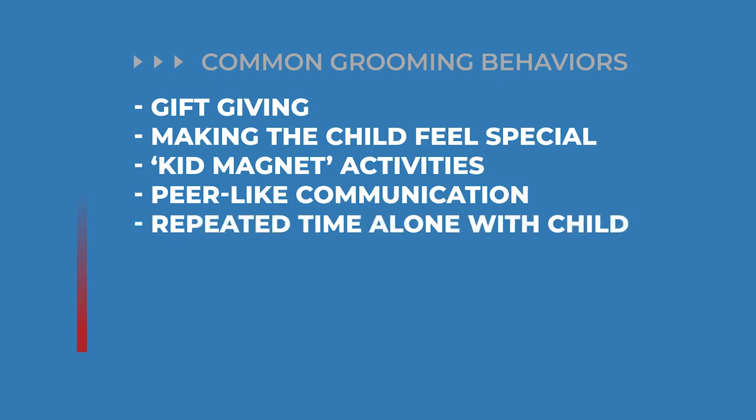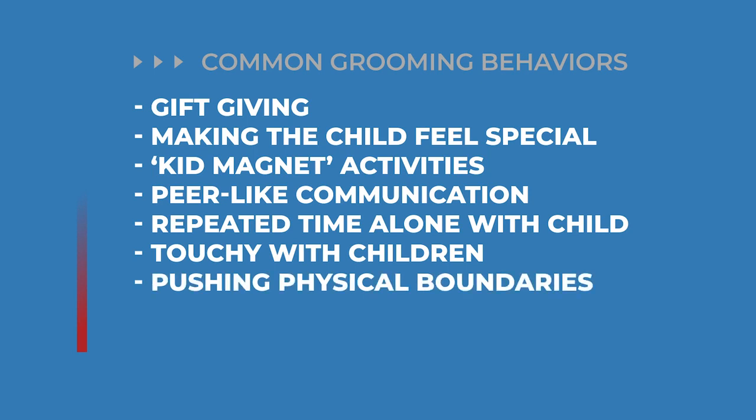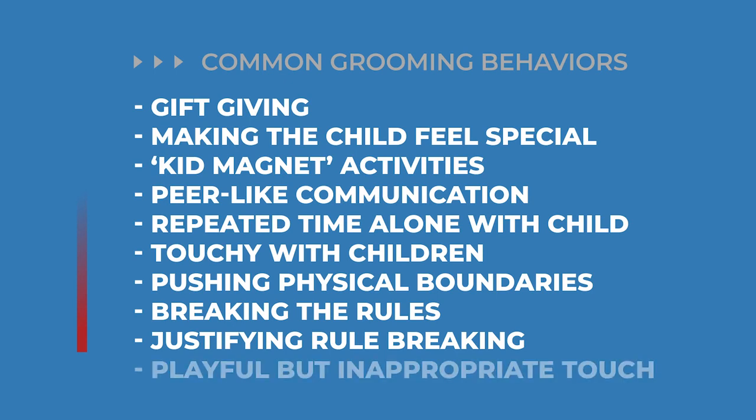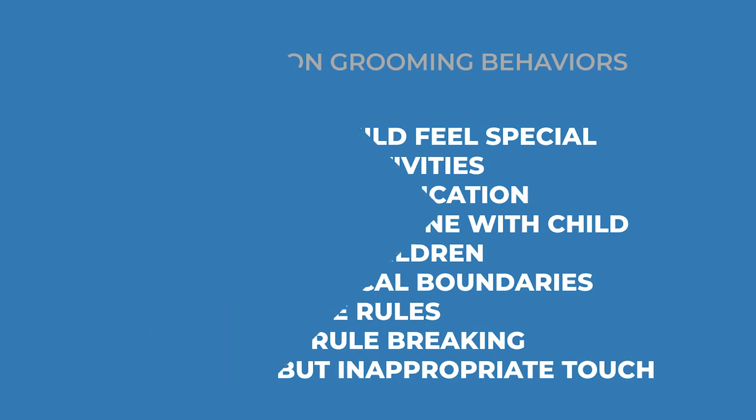Another behavior is repeated time alone with the same child, and this is the basis for the two-adult rule. Another behavior is touching with children, pushing physical boundaries. As well, breaking the rules and then justifying and rationalizing rule breaking. So molesters will step over your boundary and then tell you why it was okay that they stepped over your boundary. And lastly, playful but inappropriate touch.